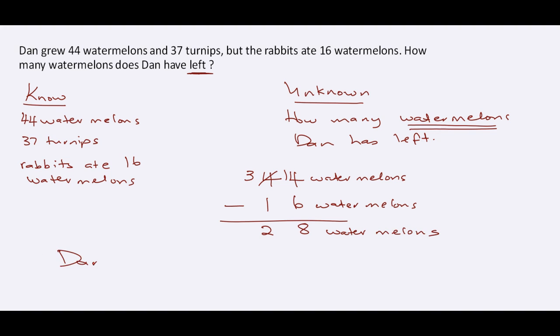So let's write it. Dan has 28 watermelons left. Now the important thing to know here is we did not use turnips in any of our work because the question doesn't really focus on turnips. It's more focused on the watermelons.